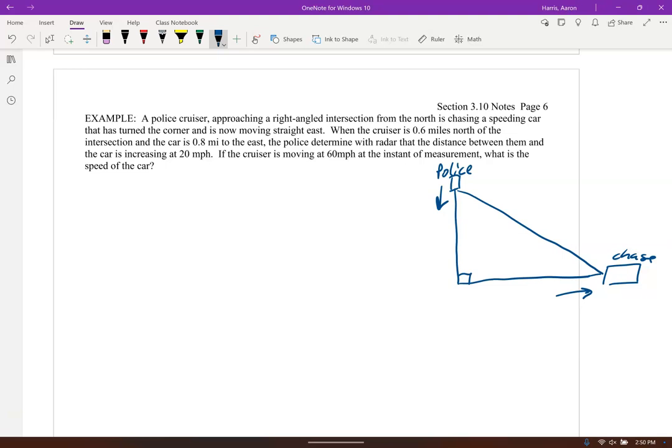Now, when the cruiser is, let's have this be y, 0.6 miles north of the intersection, the car is 0.8 miles to the east. The police determine with radar that the distance between them and the car is increasing. Let's call this s right here. So ds dt, this straight distance between them, is changing at 20 miles per hour.